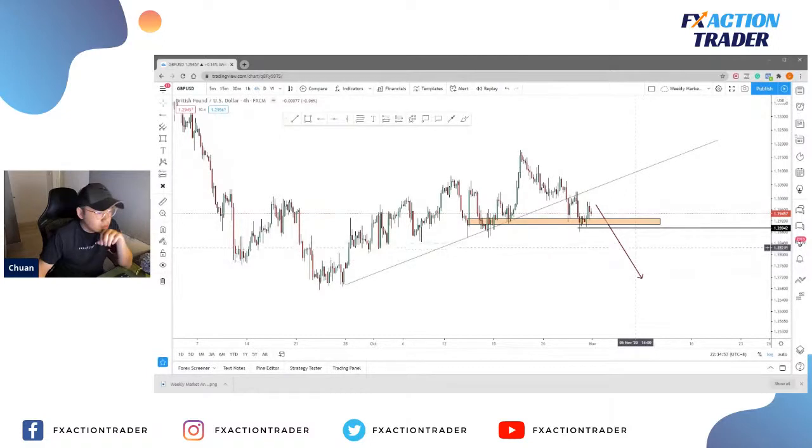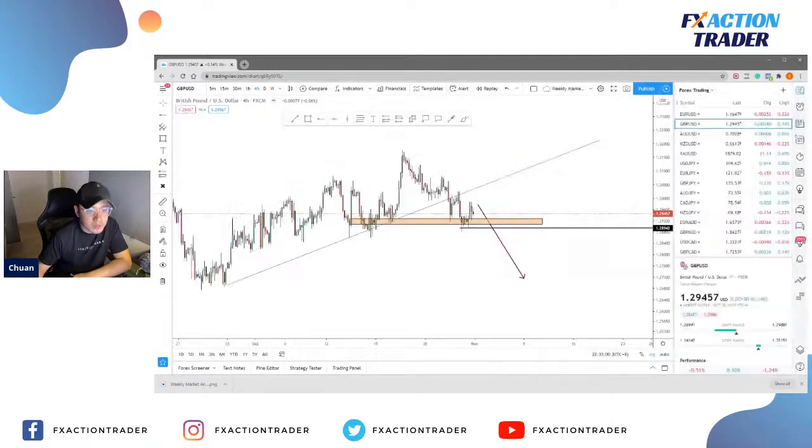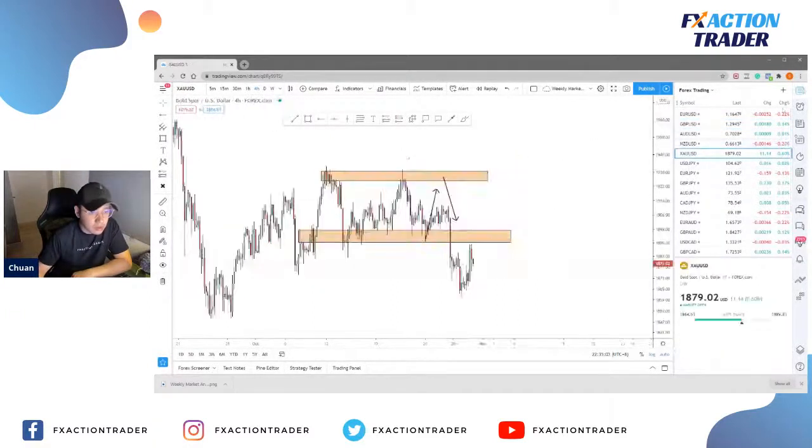Okay, so market is still in a downtrend. So if you want to short this pair, we just wait for this low to be broken as well. Let us have a look at the gold.